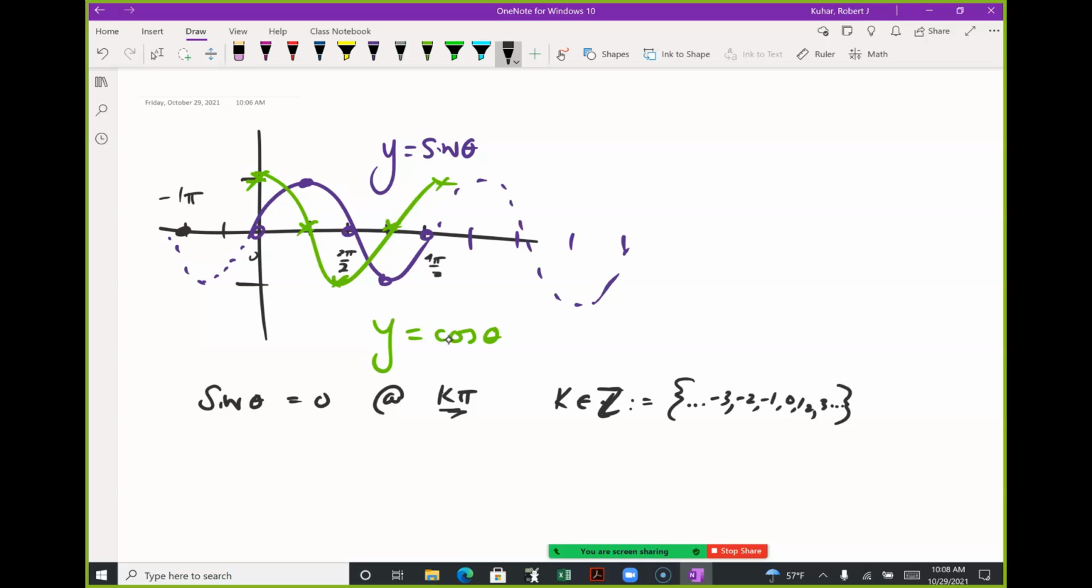Okay. So at 0 pi, at 1 pi, at 2 pi, at 3 pi, at 4 pi, sine is going to hit 0. When's cosine going to hit 0? So looking at the green. Okay, but the first time it hits is right here, right? Oh wait, yeah, pi over 2. There you go. Pi over 2, and then 3 pi over 2, and then 5 pi over 2. So odd pi over 2s. So at 2k plus 1 pi over 2.